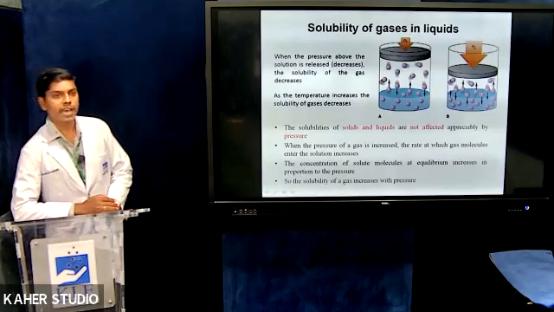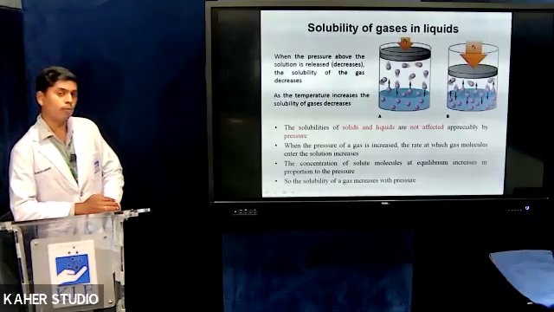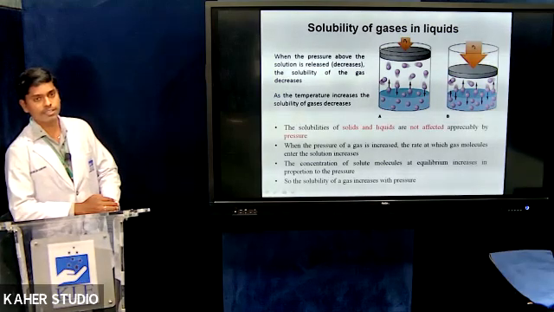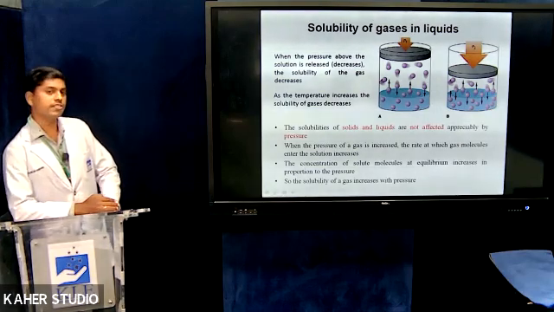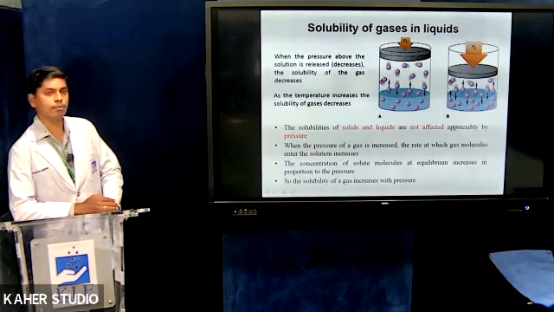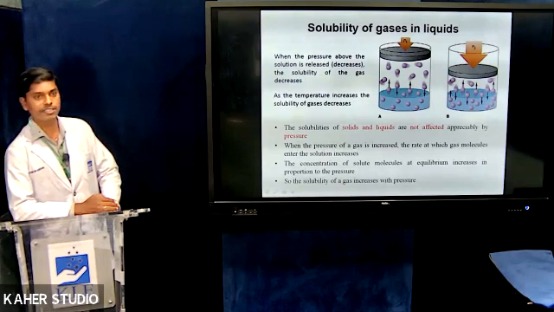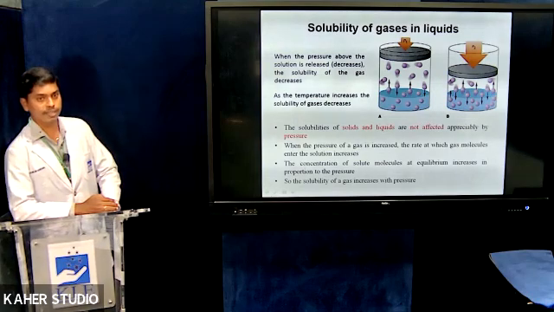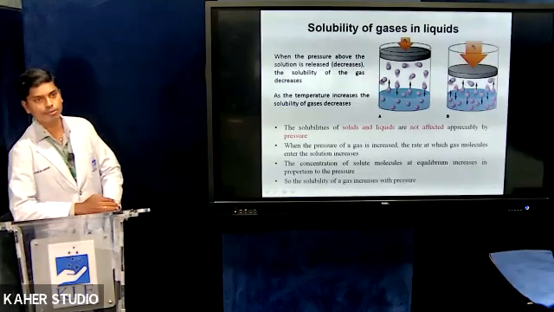Here, the solubility of gases in liquids. The best example to explain the solubility of gases in liquids is carbonated beverages, where carbon dioxide gas is dissolved in water to form different types of carbonated beverages. This explains that whenever the pressure above that particular solution is decreased, the solubility of the gas decreases. If the pressure on the surface of the liquid is released or decreased, the solubility of the dissolved gases decreases. So there is a linear relationship between them.